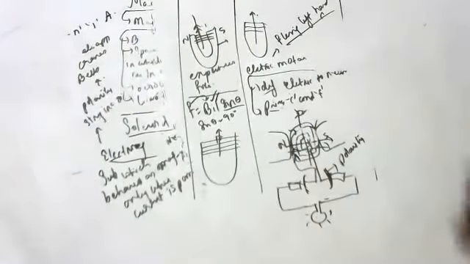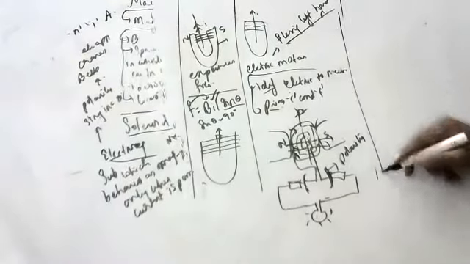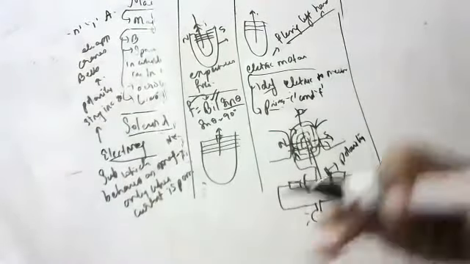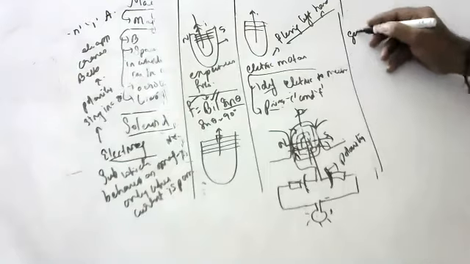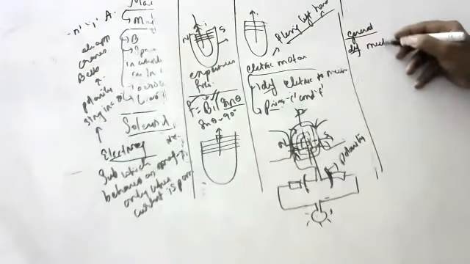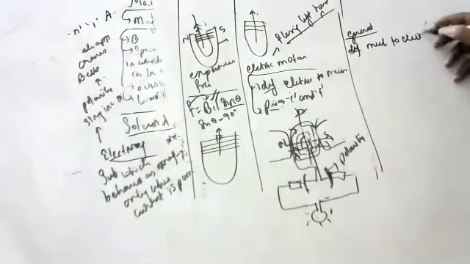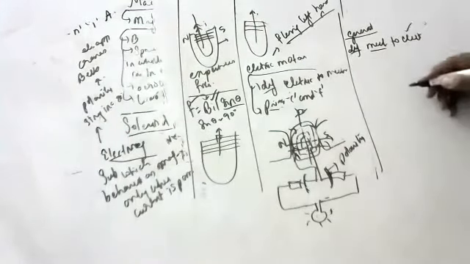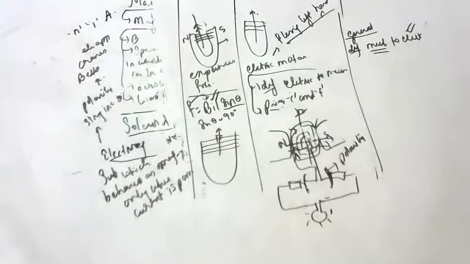A generator is defined as an electrical generator that converts mechanical energy to electrical energy. Means if you rotate, it produces current.